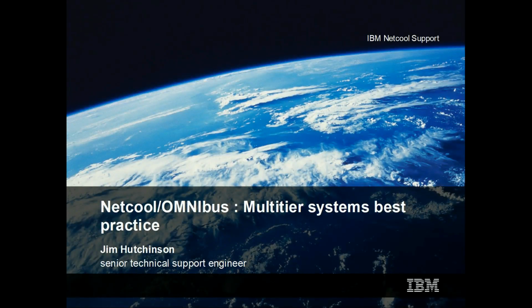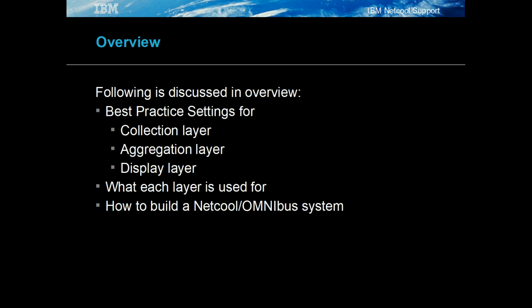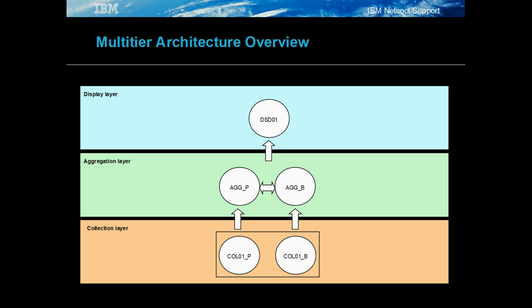Hello, welcome to this short presentation on Netcool Omnibus Multi-Tier Systems Best Practice. In this presentation, the best practice settings are discussed for the three multi-tier layers, along with each layer's functionality. A multi-tier system consists of one or more layers of object servers. A single object server will perform all the tasks of a multi-tier system.